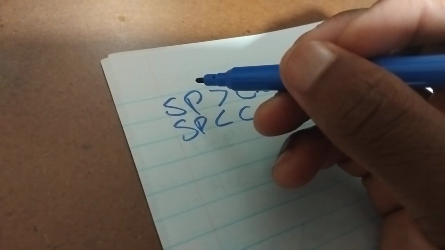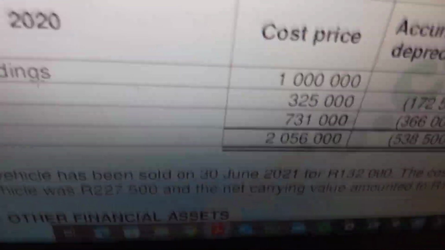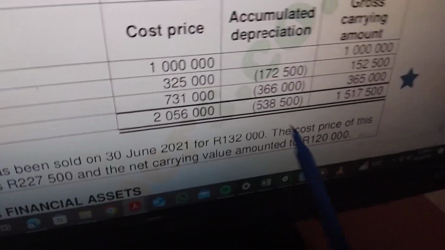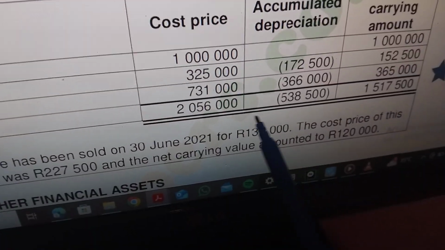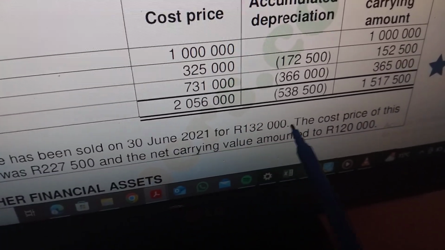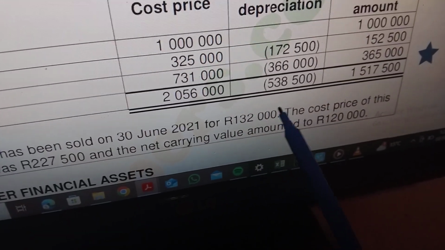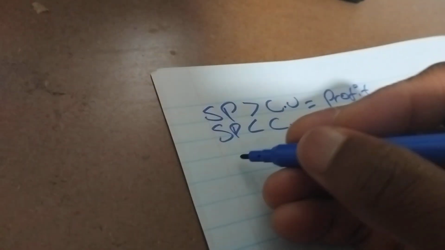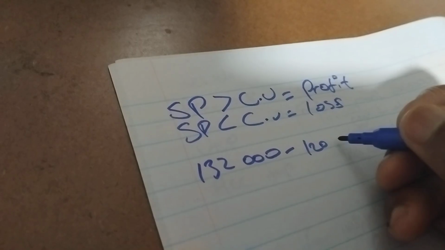The money you sell for must always be more so that you can get a profit. So now the amount that we sold this vehicle for, the selling price, is 132,000, and this is our carrying value, which amounted to 120,000. So you can see where your selling price is high. The selling price must always be higher than your carrying value in order to get profit. Then you're going to look for the difference, 132,000 minus 120,000.